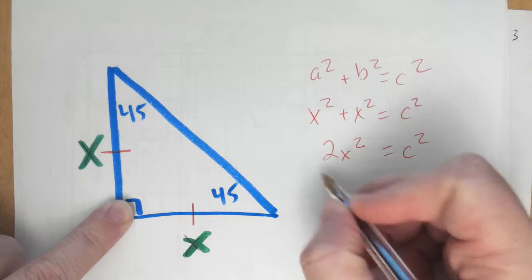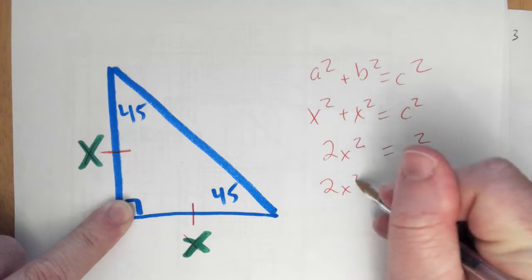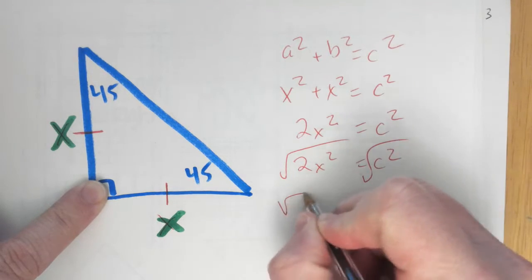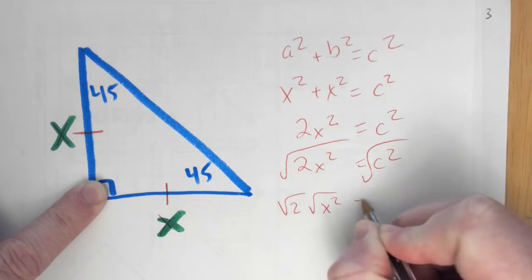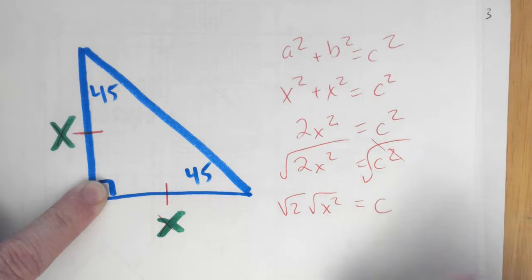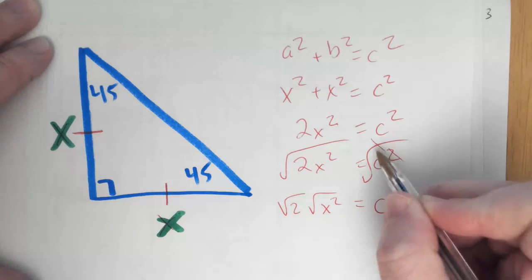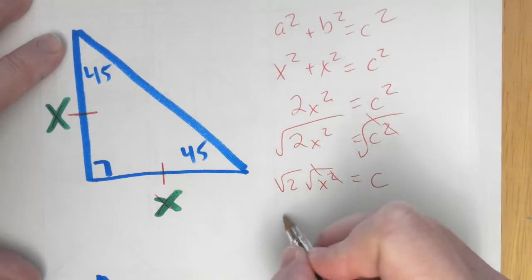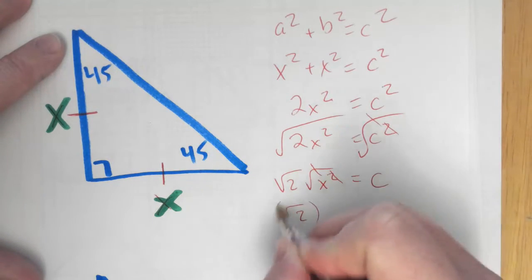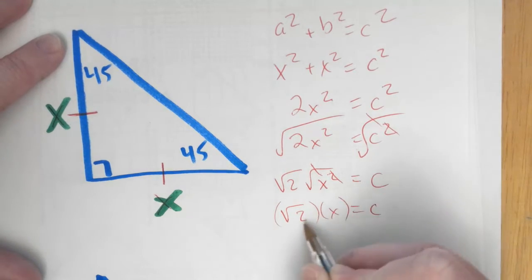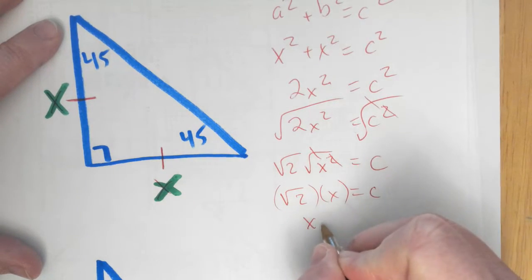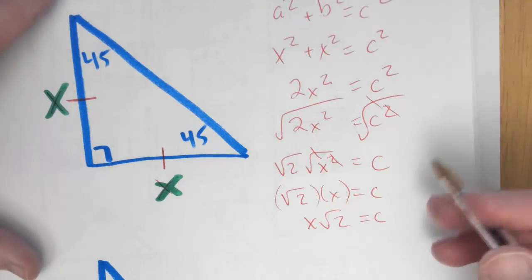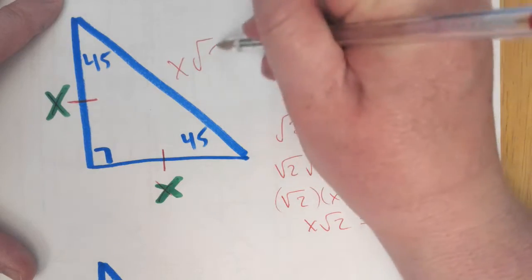To get c by itself, you would square root both sides. And we are left with the square root of 2 and the square root of x squared is equal to c. And the square root and the square cross out. And we're left with just square root of 2 times x, which I can put the other way around: x radical 2 is equal to c. So square root of 2 and radical 2 mean the same thing. So this side right here is x radical 2.